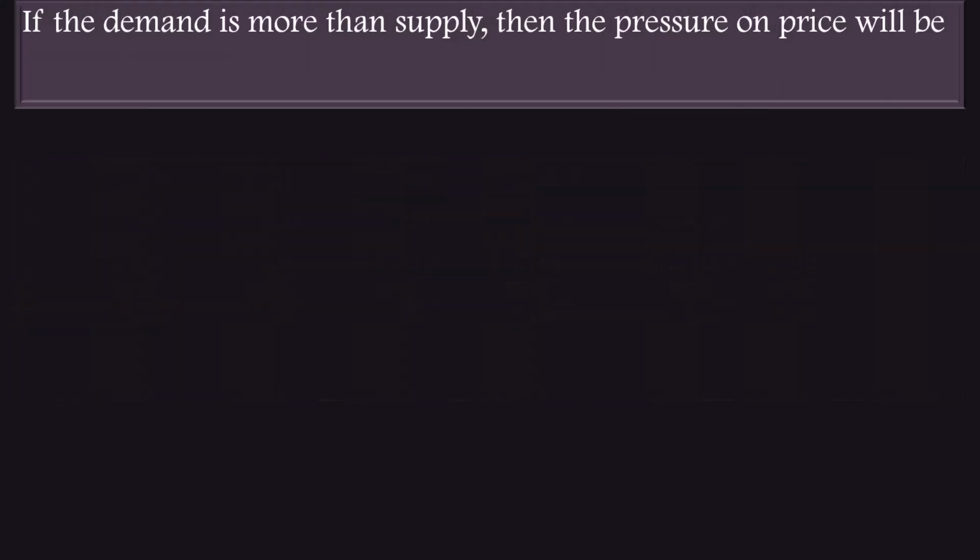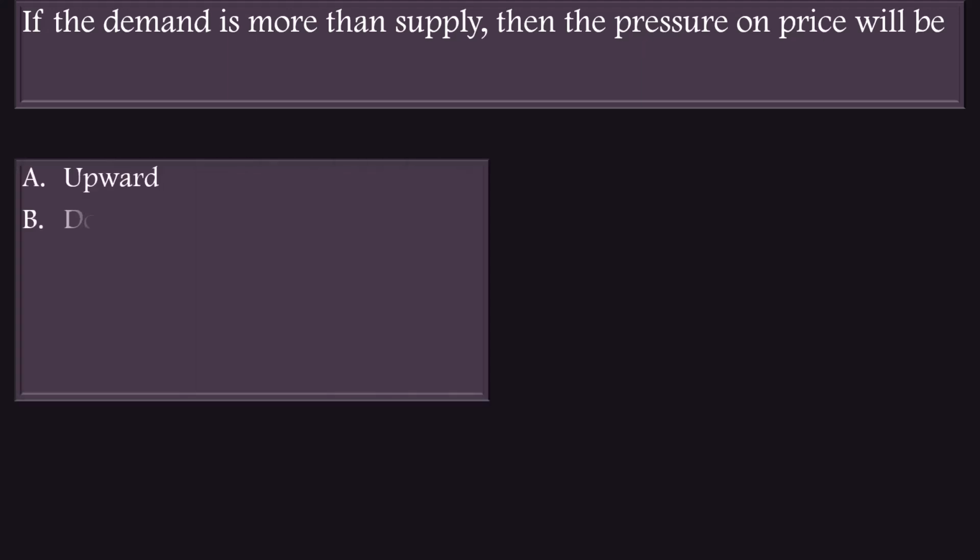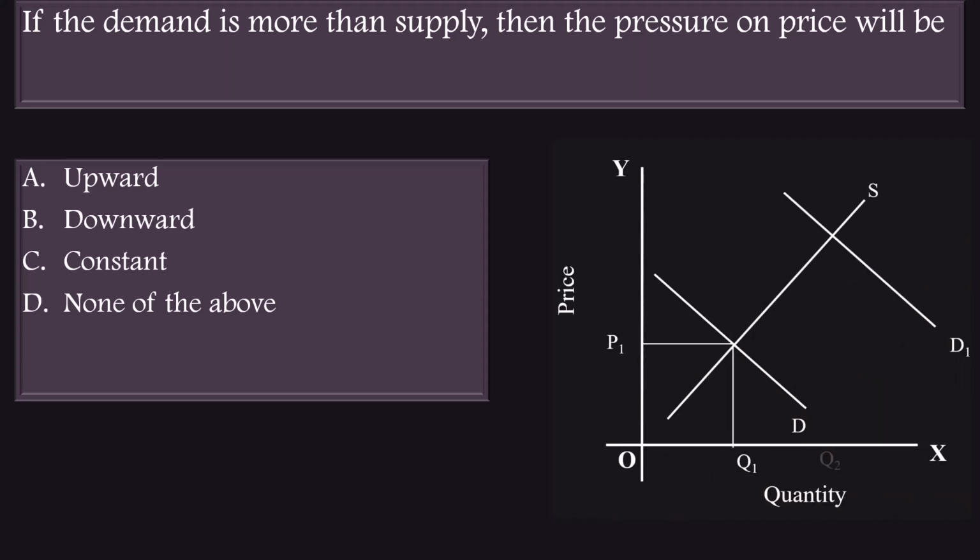Eighth question. If the demand is more than supply, then the pressure on price will be options: A. Upward, B. Downward, C. Constant, D. None of the above. For one reason or another, for example, increase in income, the demand for a good will increase, but supply may not respond immediately. In such case, the pressure on price will be in the upward direction. Option A is the correct answer.